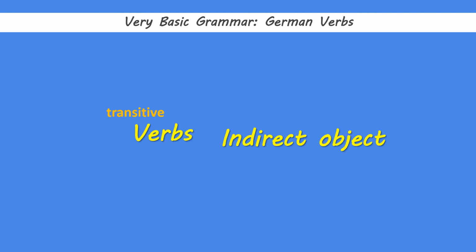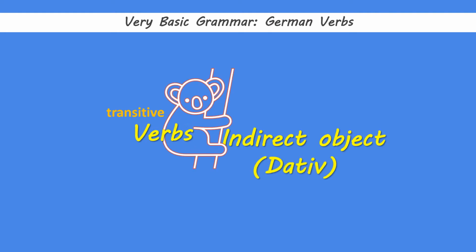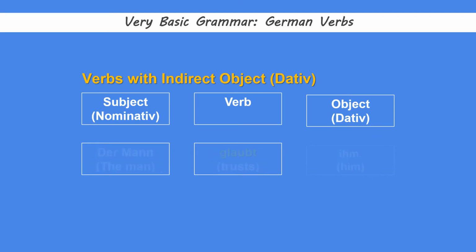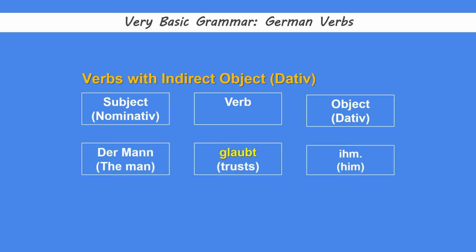And some verbs must be used with an indirect object. Dativ. Der Lehrer antwortet mir. Der Mann glaubt ihm. Der Junge hilft dem Mädchen.